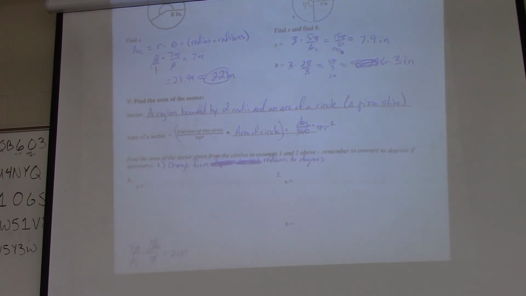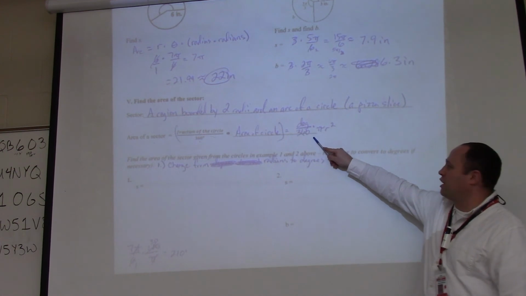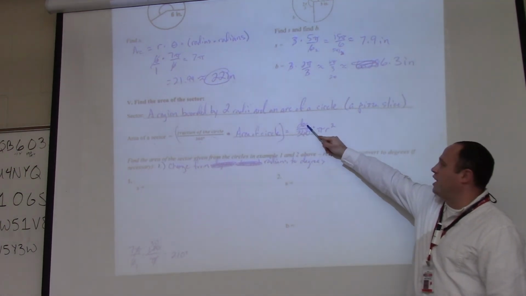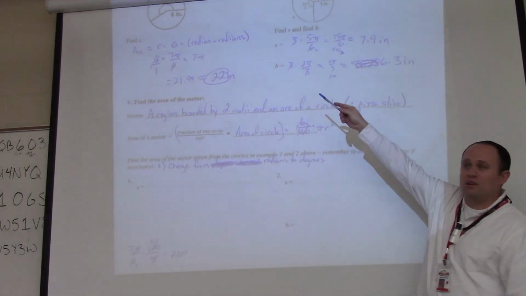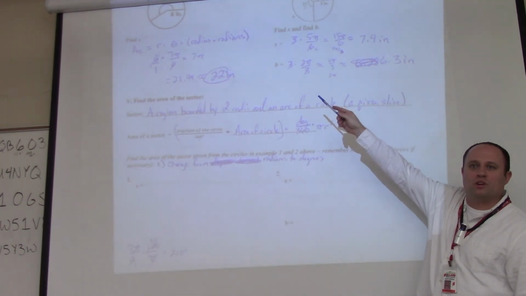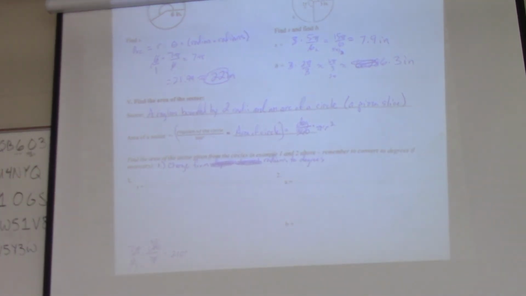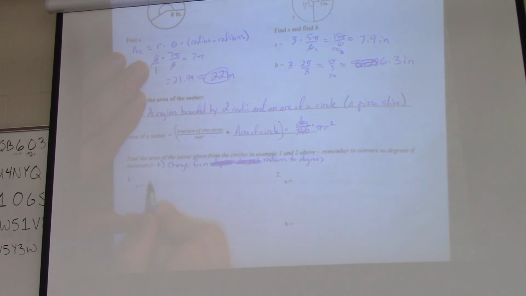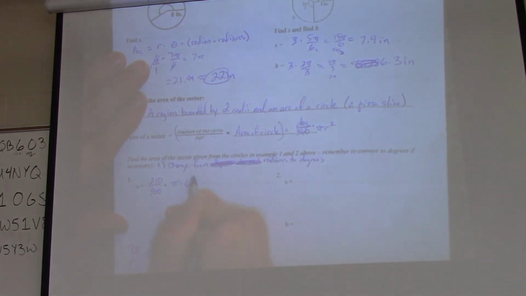That's not the answer. That's the first step. I got to change from radians to degrees first, because now I can just plug it into my equation here. I know the degrees is 210. I know the radius is 6, because it shows it right in the picture. I just plug it into the calculator. So let me write it down here. It's going to be 210 over 360 times pi times the radius, which is 6, squared.